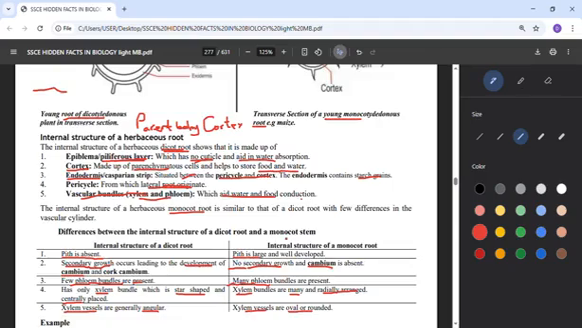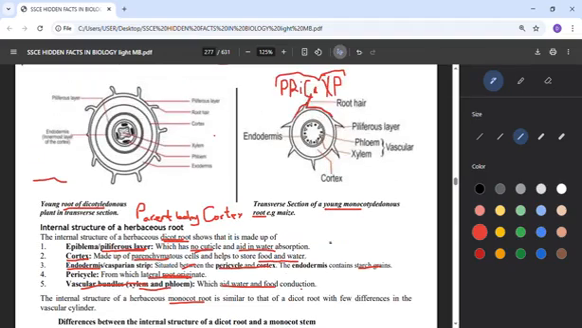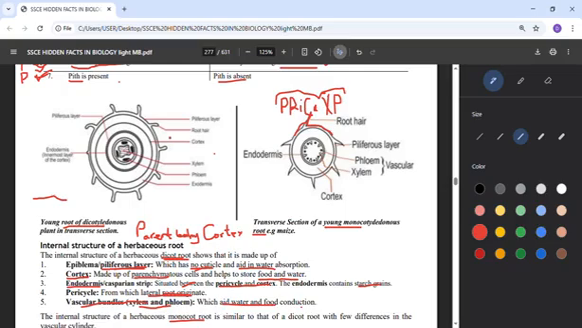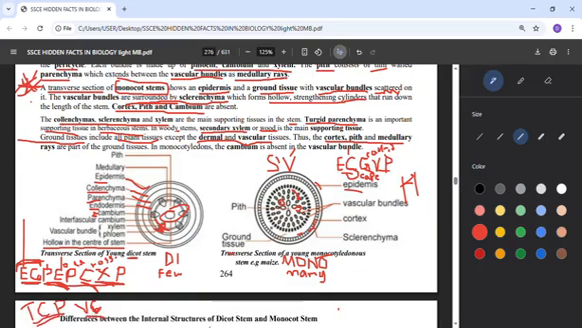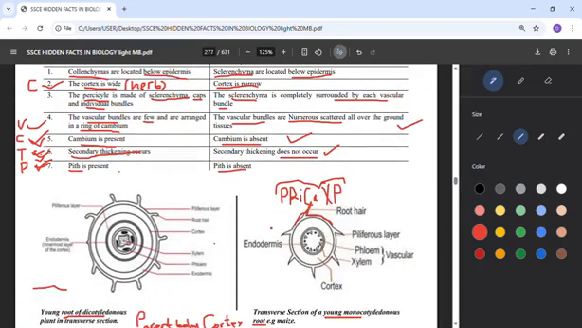So pith is large and well developed. As you can see, there is enough space. Or just use this idea that when we were doing stem, we said for the dicot, it has pith. The pith was large enough in the dicot, but it was small in monocot. But the reverse is the case when it comes to roots. So pith will now be absent in the dicot and it will be large in the monocot.